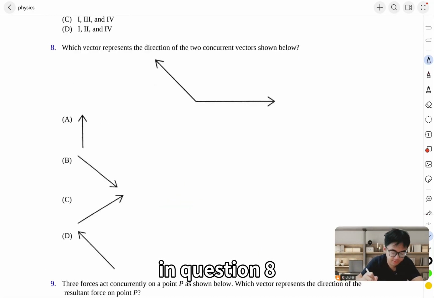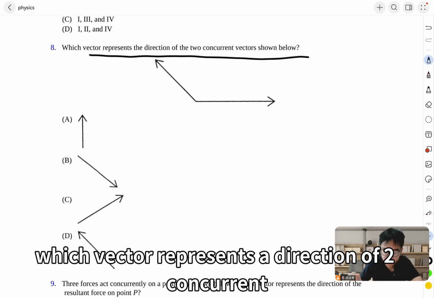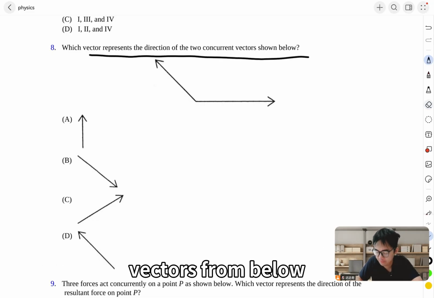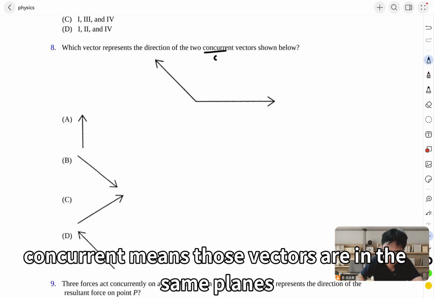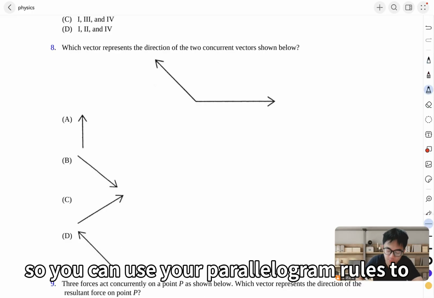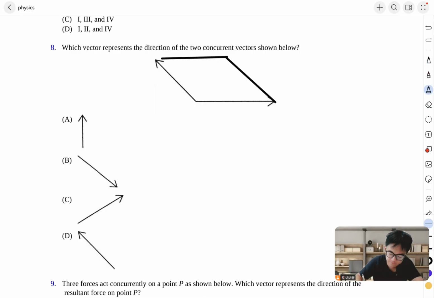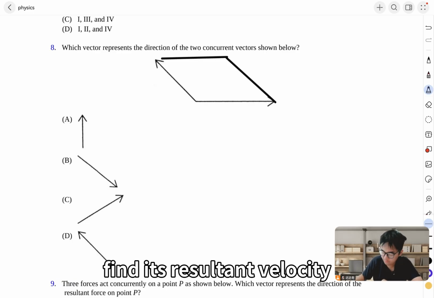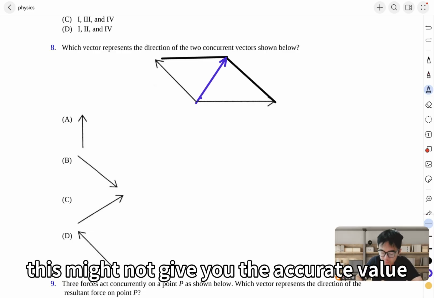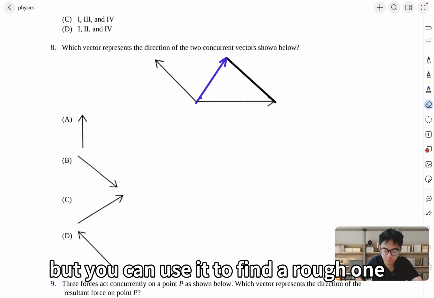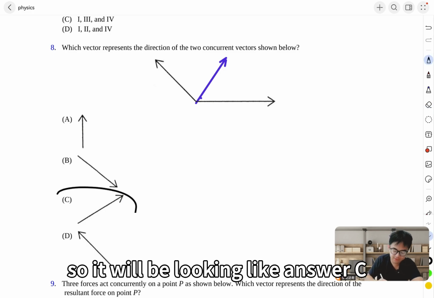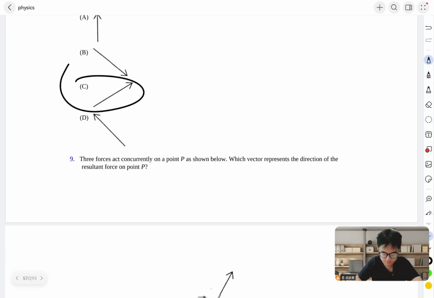In question 8, which vector represents the direction of the resultant of two concurrent vectors shown below? Concurrent means those vectors are in the same plane. So you can use the parallelogram rule to find the resultant. This might not give you the accurate value, but you can use it to find a rough one. So it will look like answer C.